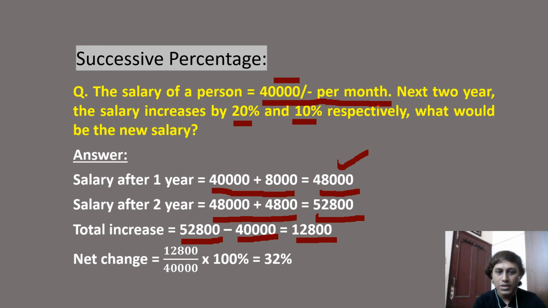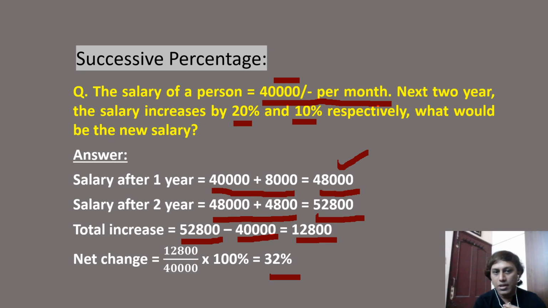So if I try to find out in percentage, the net change must be increase in salary 12,800 by 40,000 into 100%. The way we calculate percentage, right? Percentage is always calculated on original value. After simplifying, we get 32%. That means we understand that net change is 32%. So what can we conclude here? That 20% and 10% successive change is equivalent to 32% change.